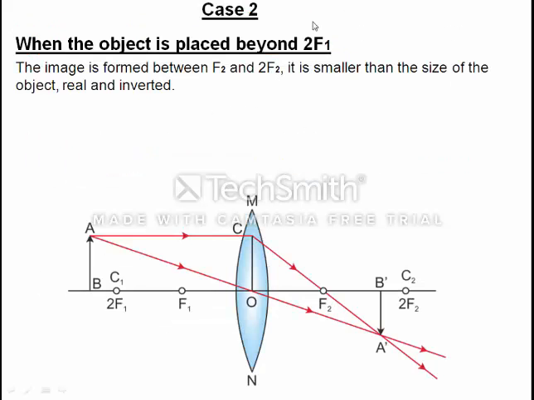Now the second case, when the object is beyond 2F1. We are taking an object AB, like we took in the mirror, which is beyond 2F1. So this object is beyond 2F1.